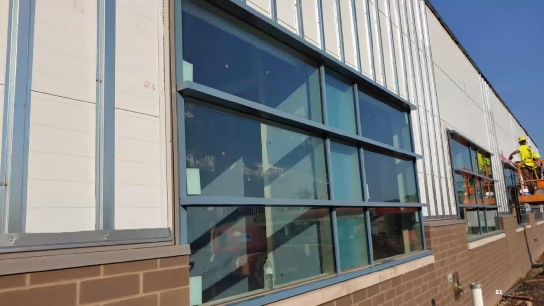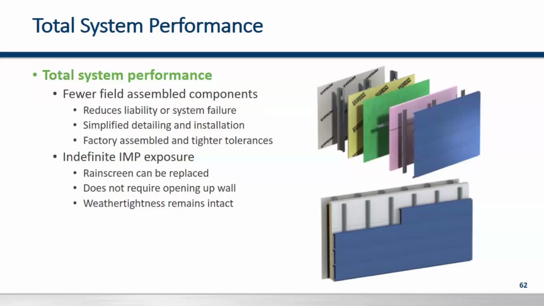Here's some installation pictures. The IMP barrier backup panels are in, the windows are installed. That lower brick is installed using brick ties, just like it would on a traditional wall assembly. But now those hat channels are being installed, which would allow installation of the Rainscreen panels. With the barrier backup system, we have fewer field assembled components, which allows for a quicker installation.